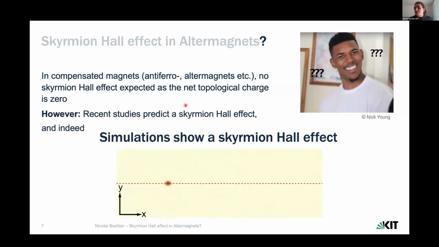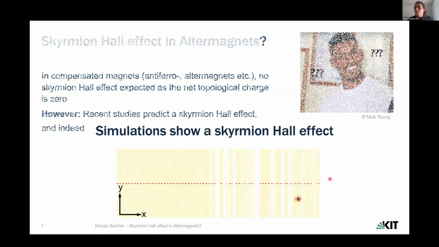However, recent studies predict the Skyrmion Hall effect, and indeed, when you go to your favorite micromagnetic simulator, you will see when we implement this altermagnet, we see that indeed we have a Skyrmion Hall effect. So this dot here is our skyrmion. This red dashed line is the y = 0 line, and we can clearly see at the end of the simulation we have a transverse component, and the current here is only applied in the x direction. So what's going on there? Theoretically, we would predict we don't have a Skyrmion Hall effect, but simulations show we have one. So what's going on there?